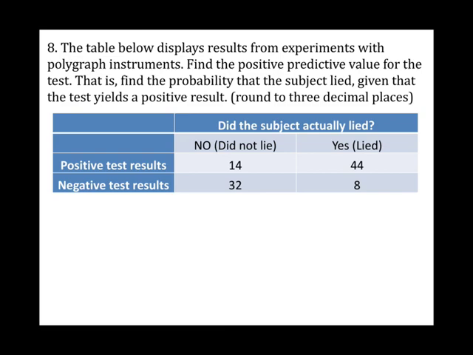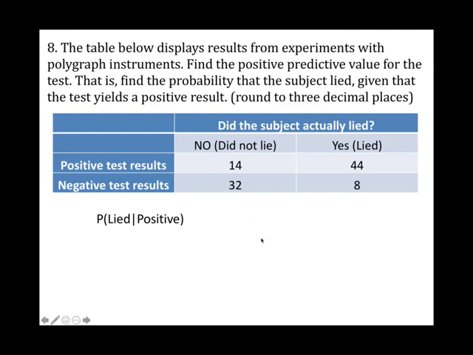The table below displays the results from experiments with polygraph instruments. Find the positive predictive value for the test. That is, find the probability that the subject lied given that the test had a positive result. Again, highlight the keywords: given that. So we are working on conditional probability. We want to find the probability the subject lied given that the test is a positive result.